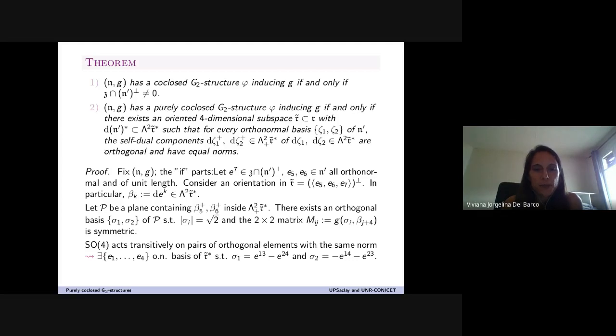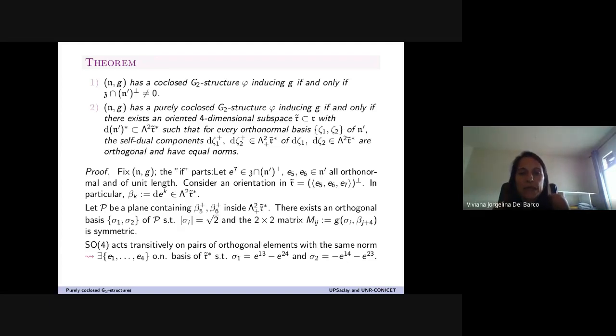So what we do here is we consider the plane in the space of self-dual forms of R tilde which contains beta 5 and beta 6. They could be 0. Beta 5 and beta 6, the self-dual components, could be 0. So we cannot take the plane spanned by them, but we take a plane containing them. And we can always assure that there is an orthonormal basis of this plane, sigma 1 and sigma 2, such that the matrix is symmetric. And here we use the polar decomposition. We take any matrix, we write them, and then we use the polar decomposition to change possibly the original basis, and then we make them symmetric.